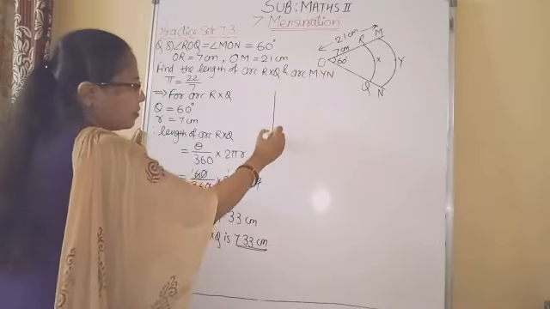Therefore, length of arc RXQ is 7.33 centimeter. This is the answer. Follow? Okay. Next, second arc.